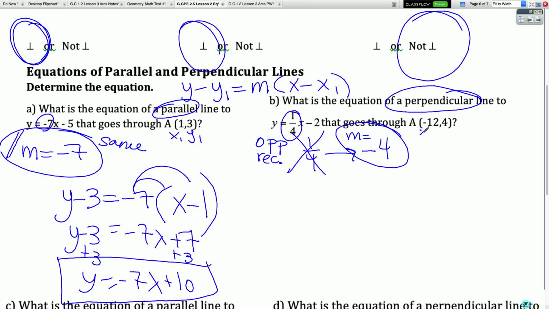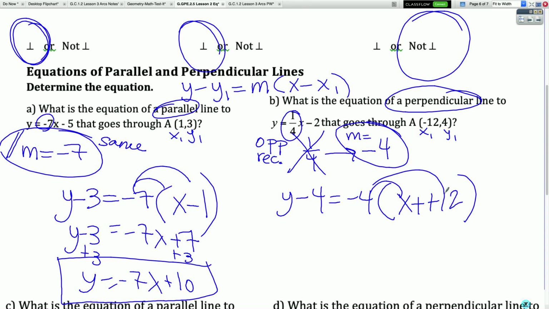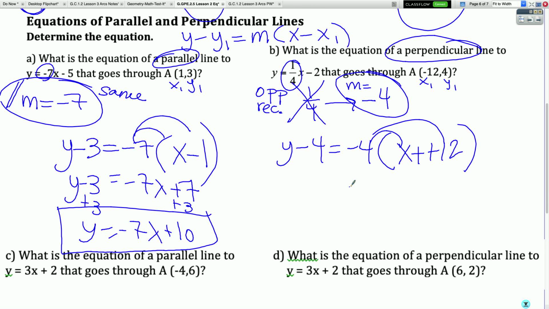We do the same thing, there's my x1, there's my y1. We do the same exact process. So this would be y minus 4 equals, what's my slope? -4, and in parentheses x minus -12. When I subtract a negative, what happens? It turns to a positive. And what do we do now? Distribute. Zach, you with me? So let's distribute -4x, and then what's -4 times the positive 12? -48.